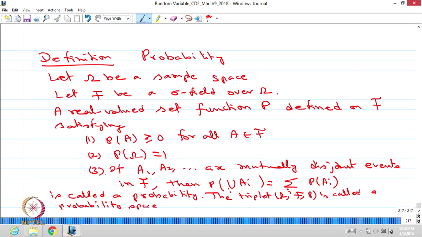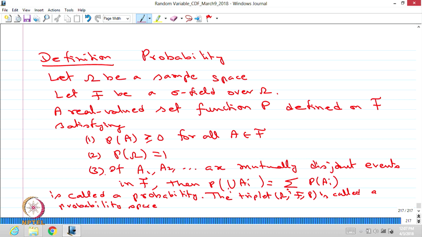Not only that, the second condition is an additional condition compared to the concept of measure. It has a value that cannot cross more than 1. Therefore, it is called a normed measure. Whenever the measure has a finite value, then it is called a normed measure. So here the finite value is 1, therefore it is a special case of measure, which is a normed measure. So the probability is a measure, and a probability is a normed measure because of the second condition.